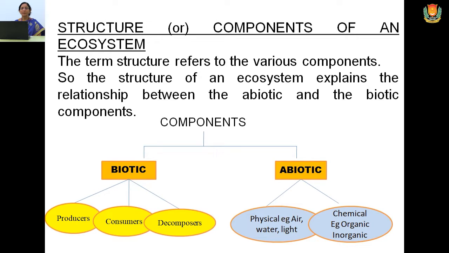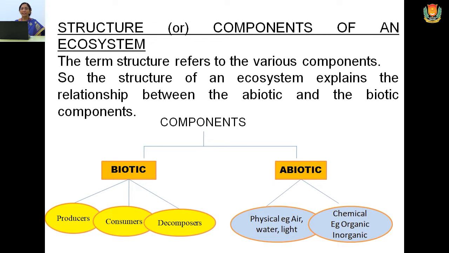Then come the decomposers. Examples are bacteria and fungi. These decomposers feed on the dead organic matter. They disintegrate the dead complex organic matter into simple organic matter, which is synthesized in the soil. The absorbed materials or minerals are again absorbed by the plants to produce food. Now that is about the biotic components.